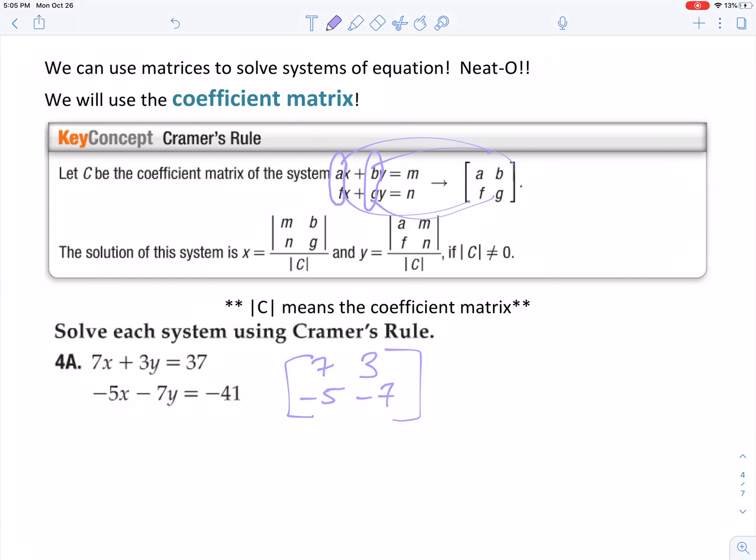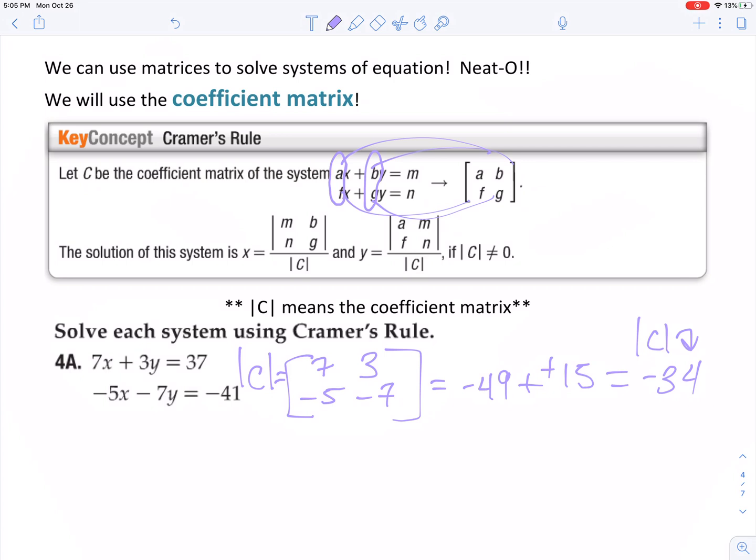Let's go ahead and find the determinant of that. So I'm going to be calling that my coefficient determinant. And so it would be 7 times -7, which is -49. And then I subtract 3 times -5, which is -15. That's a double negative. And I should get -34 if I recall. Go ahead and let's label that to make sure that it's labeled.